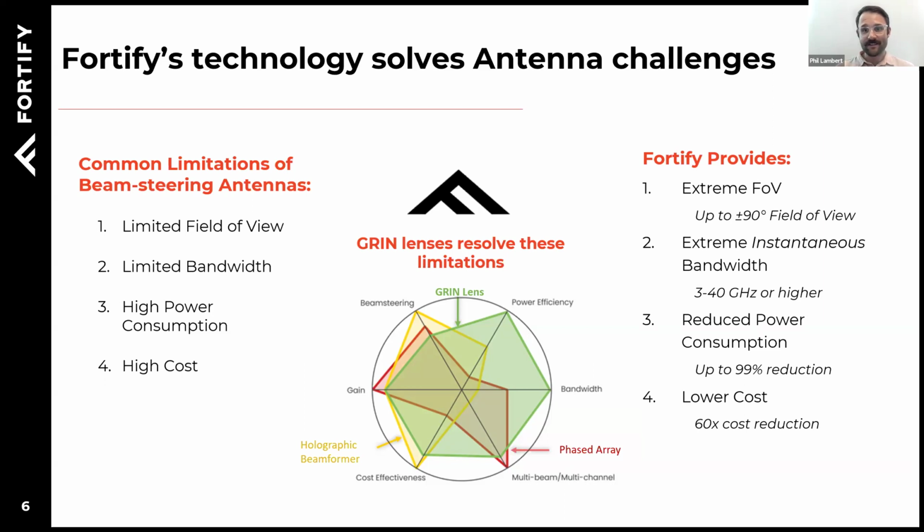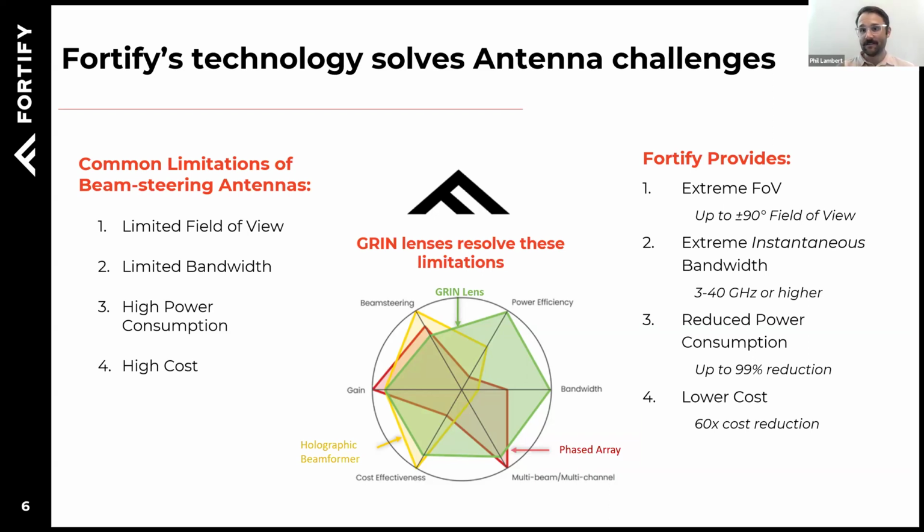Our antenna lenses offer extreme field of view, up to plus or minus 90 degrees, and offer extreme instantaneous bandwidth. We're working on lenses right now that have been measured to have 3 to 40 gigahertz of instantaneous bandwidth. And these lenses have been introduced into systems that have a reduced power consumption compared to the competitive technology.